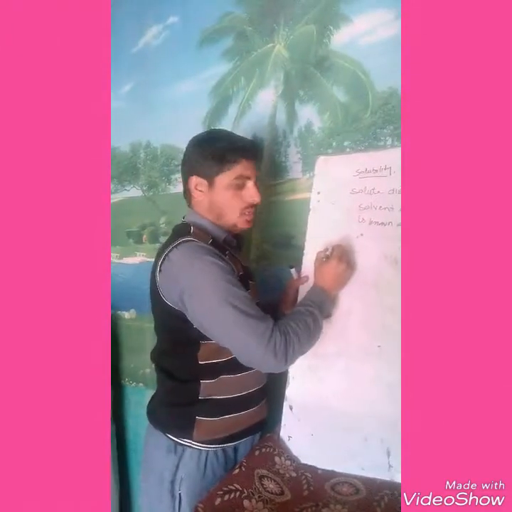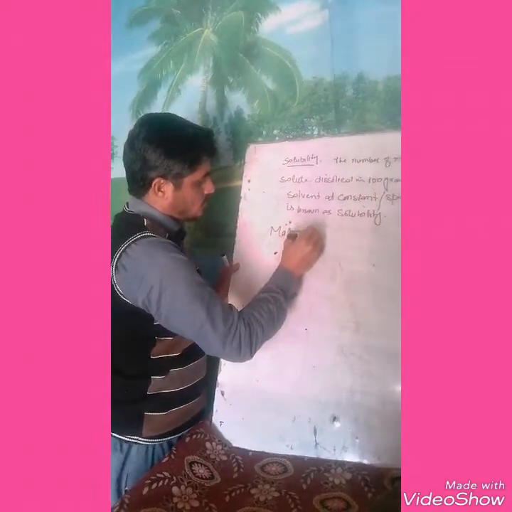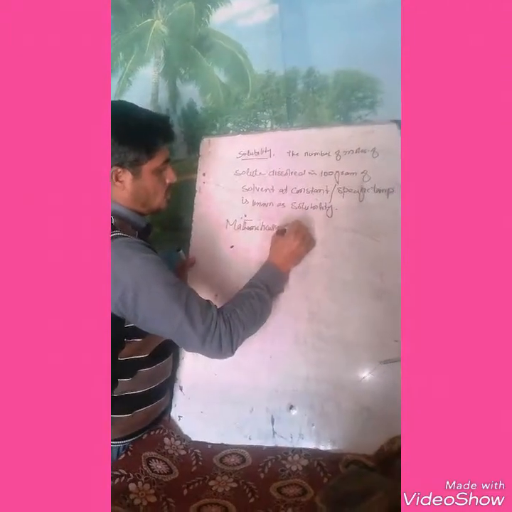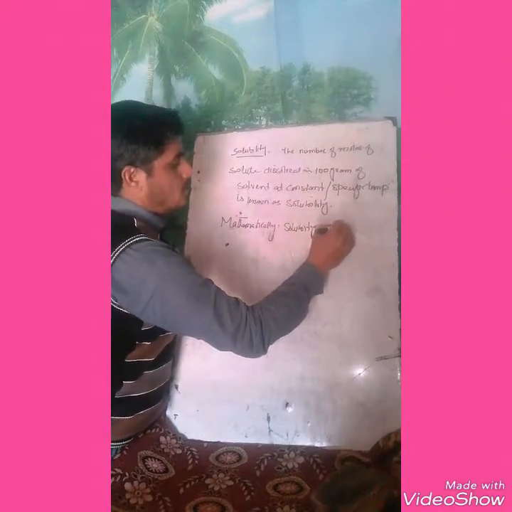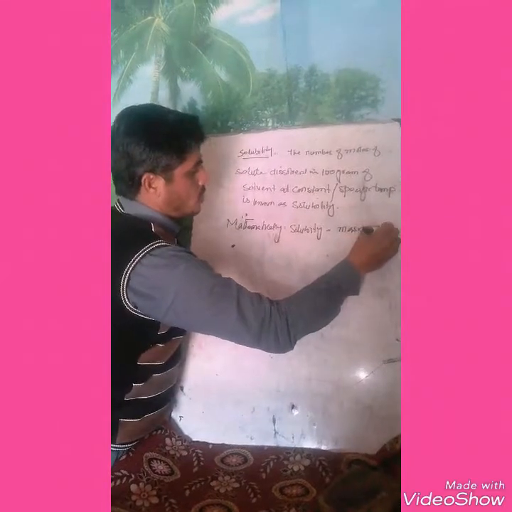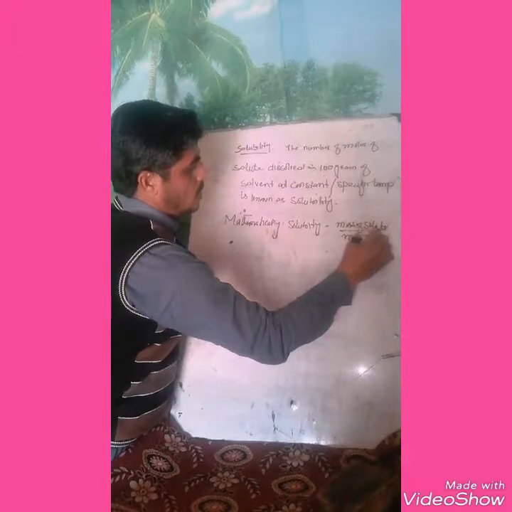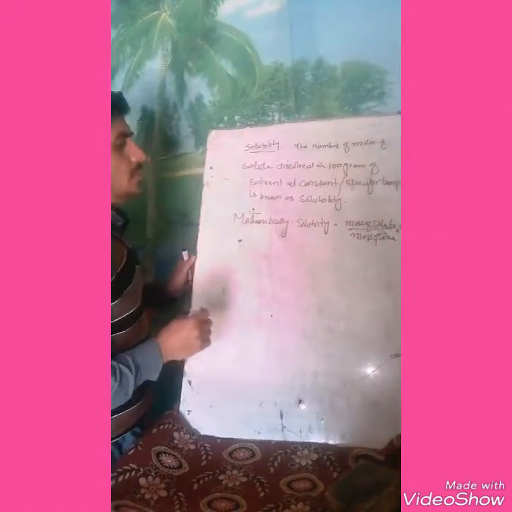Mathematically it can be written as: solubility is equal to mass of solute over mass of solvent, multiplied by 100.